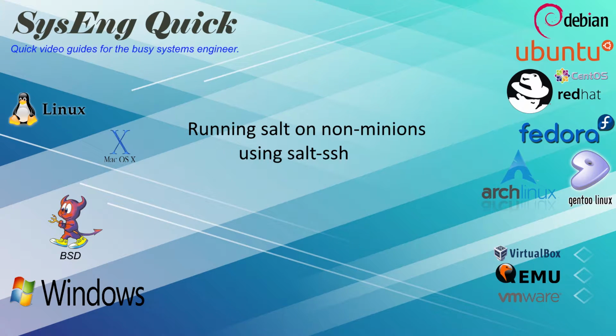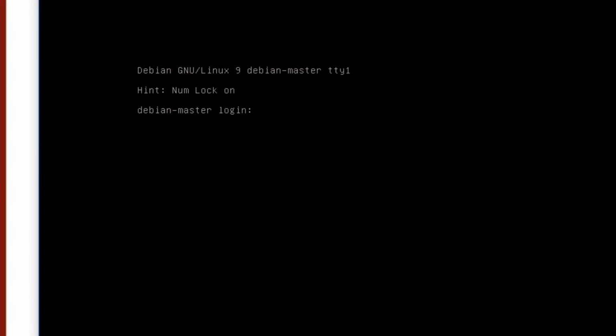Today I'm going to show you how to use salt-ssh to communicate with a server that is not a salt minion. One reason you might use salt-ssh is to bootstrap the salt minion service onto a new server. So I have a new server here and it's not a salt minion. So how can we make it communicate with salt-ssh?